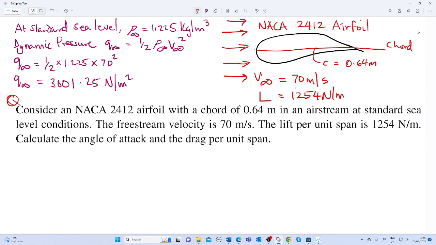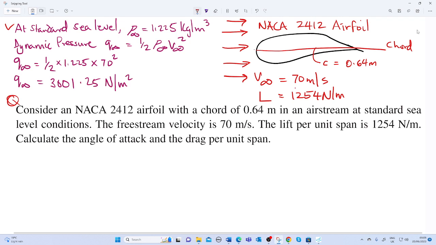Today, we have a question bordering the NACA 2412 airfoil with given parameters, and we are asked to calculate the angle of attack, the drag per unit span, and the moment. Now let's assume we pull out all the parameters at standard sea level. We know at standard sea level, the density is 1.225 kilogram per meter cube.